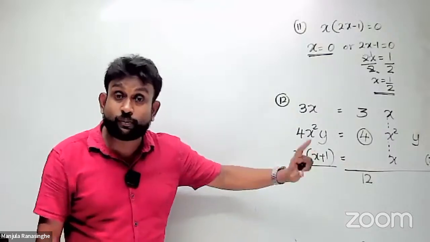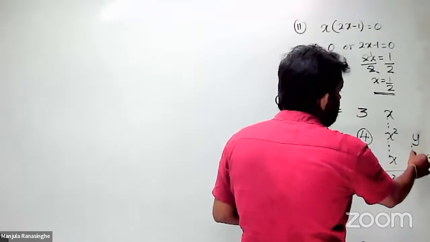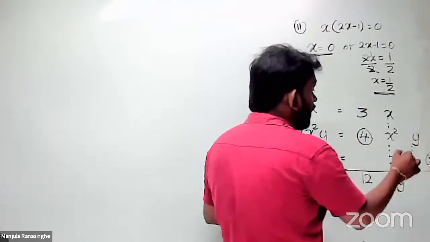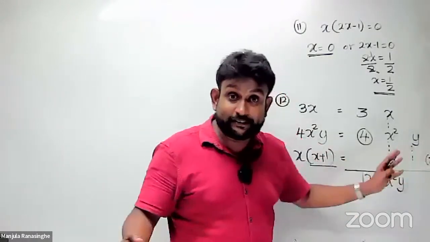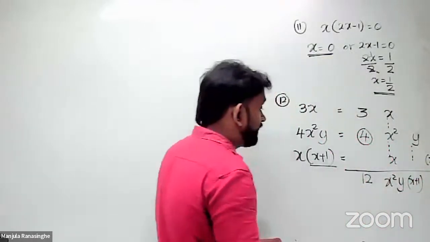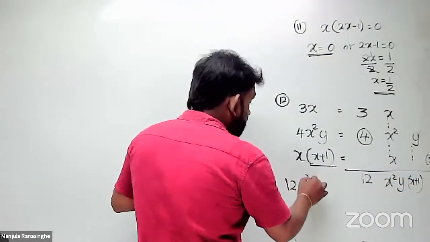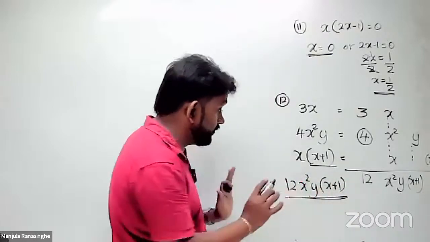x squared, x. What is the maximum power? X squared. Okay, similar terms, maximum power. Here, y only, you take y. Only that you have to take. Then here, x plus 1 as a factor expression. So you have to take x plus 1. So what is the final answer? You can write 12 x squared y (x plus 1). Right. This is the answer.